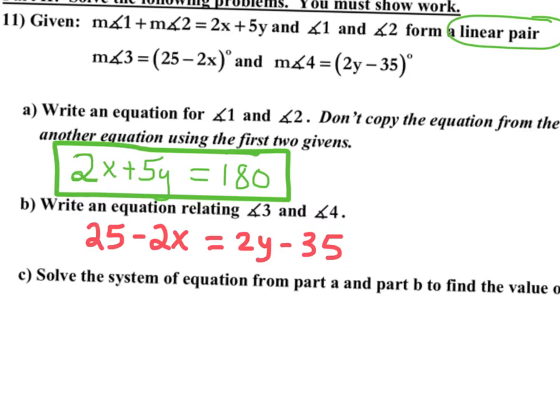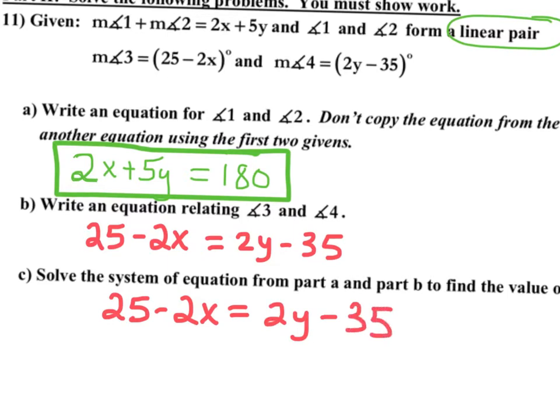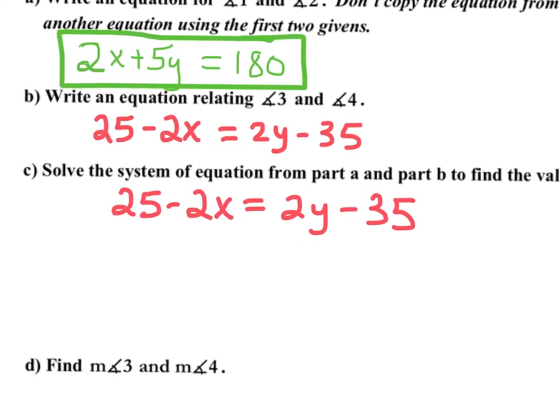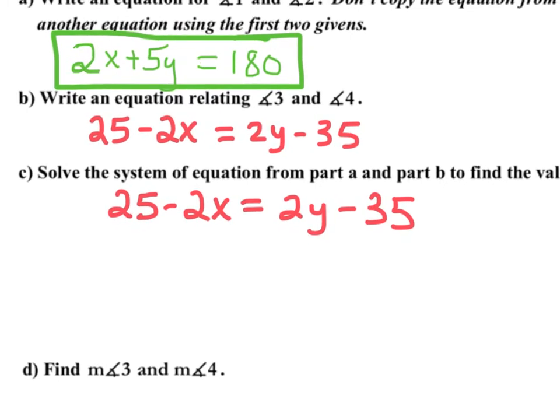Now, I want this in the same form that the previous equation is in. That's x and y on the left side and the number value on the right side. So to do that, I'm going to manipulate this a little bit. I'm going to subtract the 2y over, and I'm going to subtract the 25 over to the other side too. So just to reiterate that, I'm going to write down here 25 minus 2x equals 2y minus 35. I just copied that equation down, and now I'm going to manipulate it a little bit so I can get x and y on the same side and the constant or the number on the other side of the equal sign.